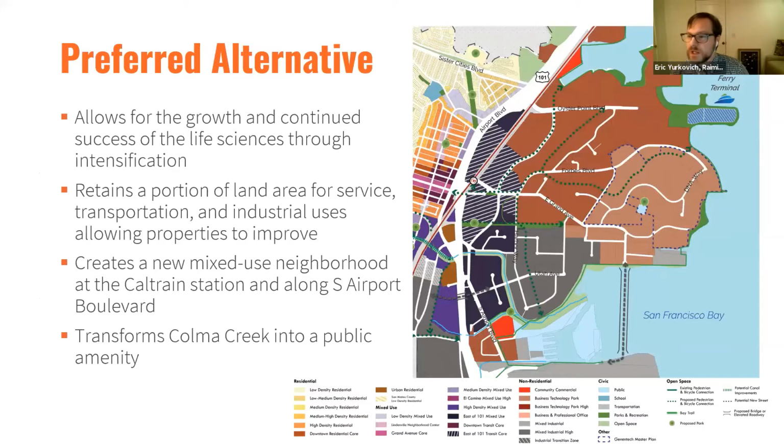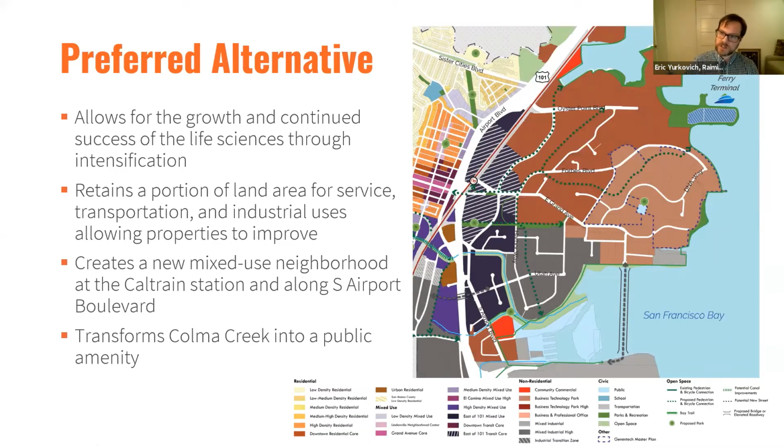This is the preferred alternative, a little bit more zoomed in, so it's probably a little easier for everyone to see now at this scale than it was previously, but I'll go through this quickly. Really maintaining that area for life sciences, but allowing it to intensify over time, in that darker brown. And then retaining this area south of East Grand Avenue for industrial uses, transportation, warehousing, service uses that are all prevalent in that area, but allowing it to change over time.